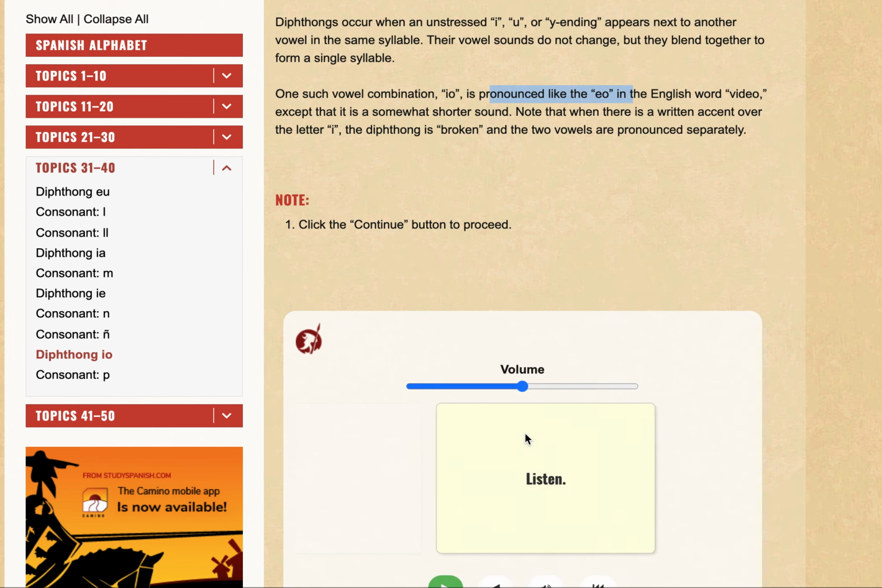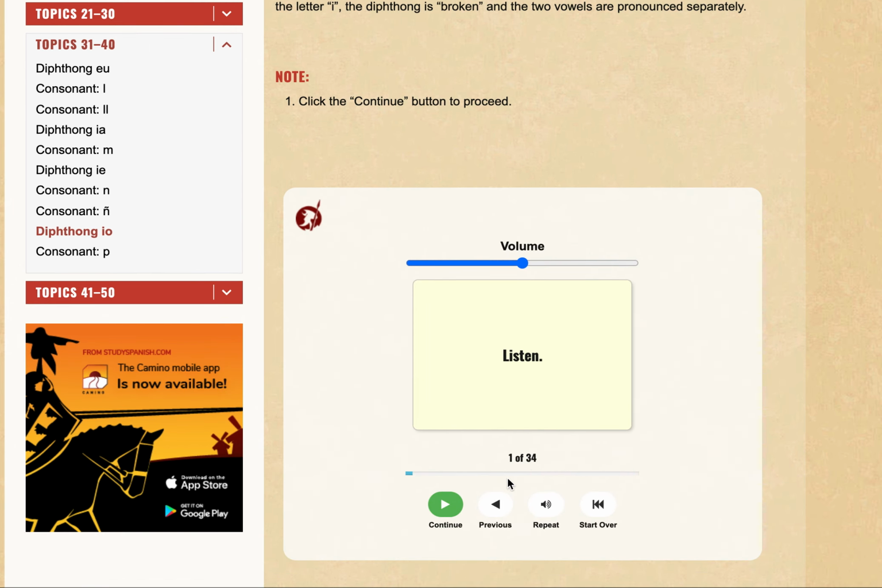All right. Listen to the following words. They all contain the IO diphthong. Idioma. If you notice, you have the IO diphthong after D, right? So it's IO. Idioma, which means language. Estudio, I study. Capitolio, Capitol. Novio, boyfriend. Misterio, mystery.